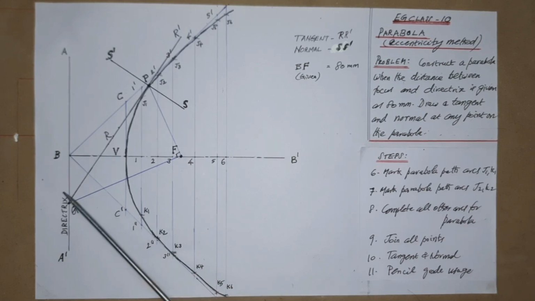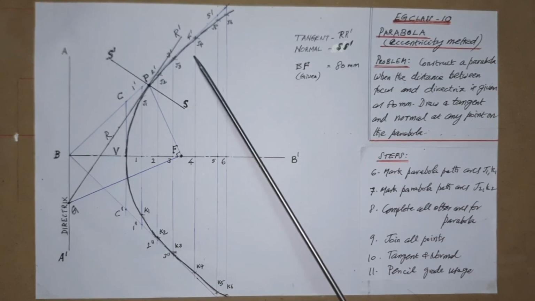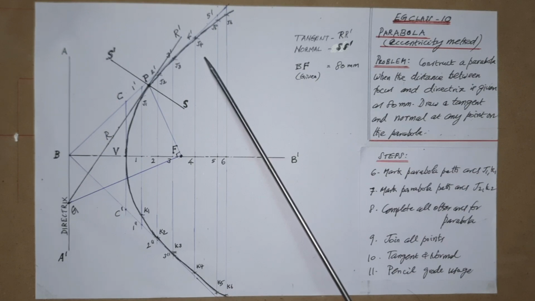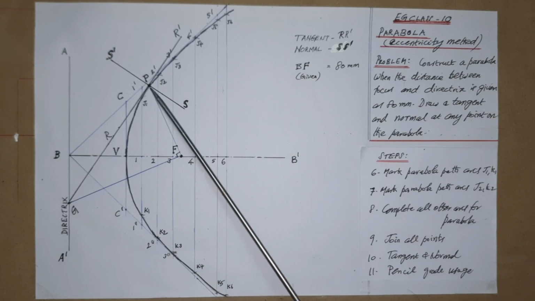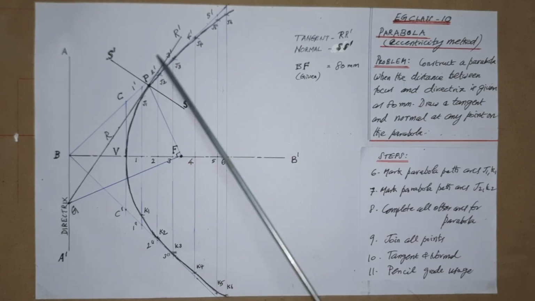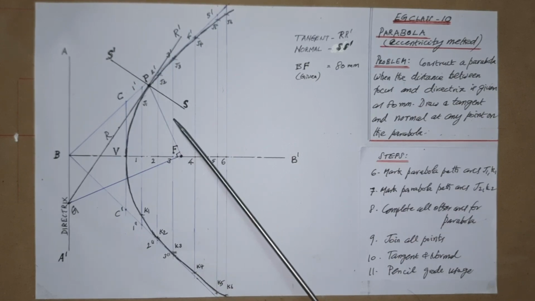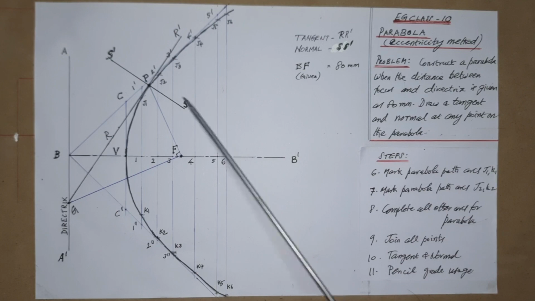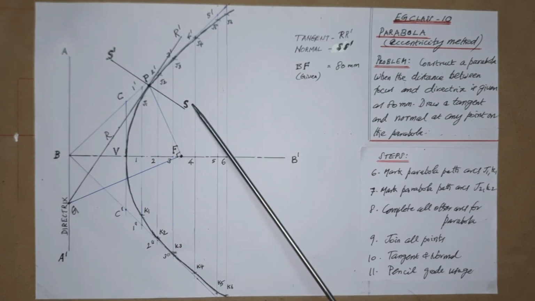This is the required tangent to the parabola. Name it as R dash as shown. Then draw a perpendicular line at P to RR dash, and this is the required normal, that is perpendicular to the parabola at that point P. Name it as S dash as shown here.